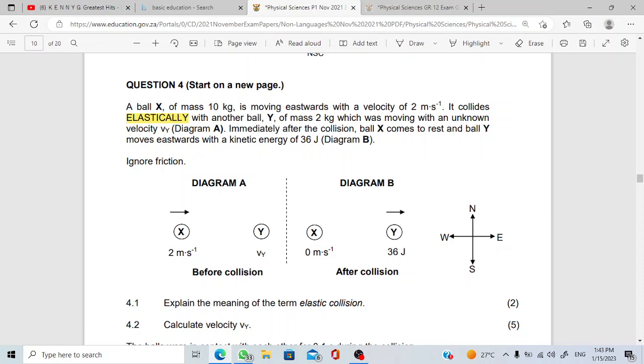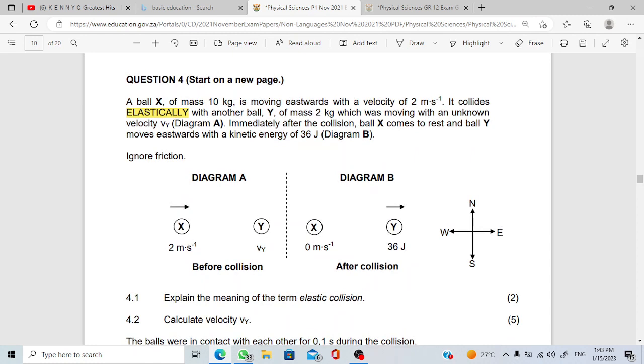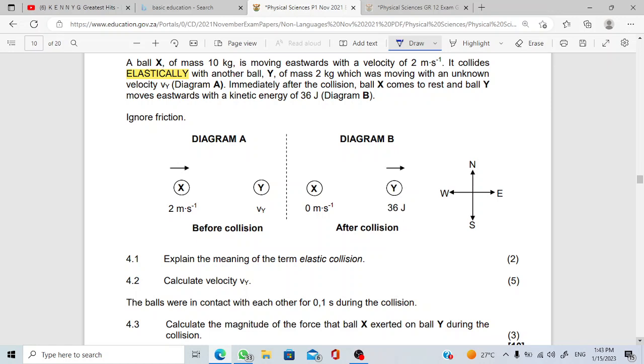But before I get there, I will explain the term elastic collision, since we have this big word here called elastically. It's a very big hint on our question. Now let me switch on my writing mode.